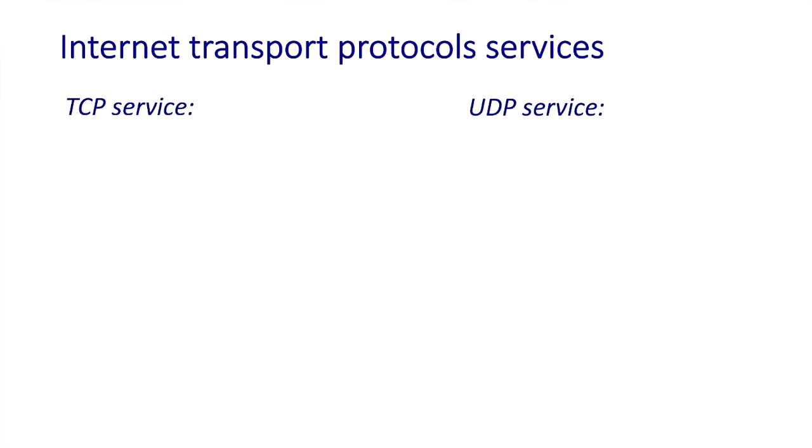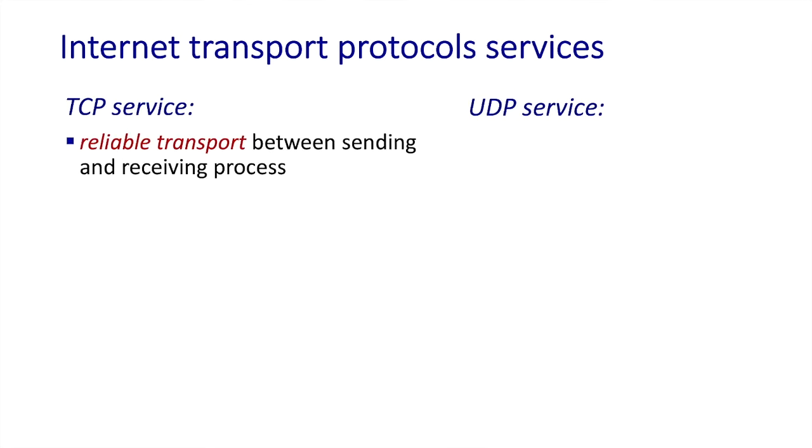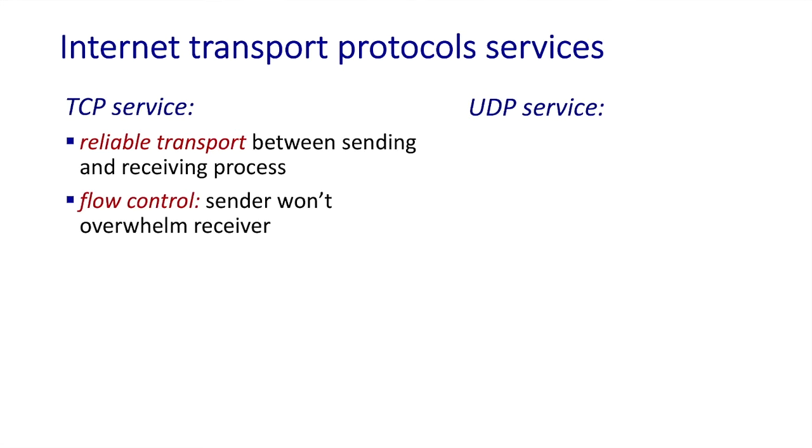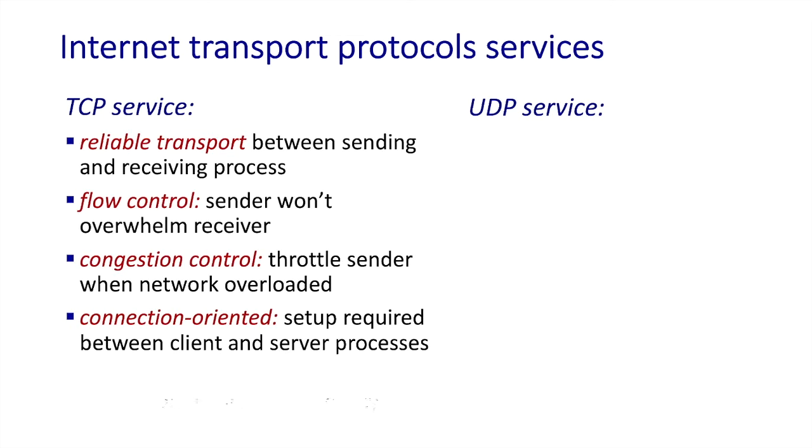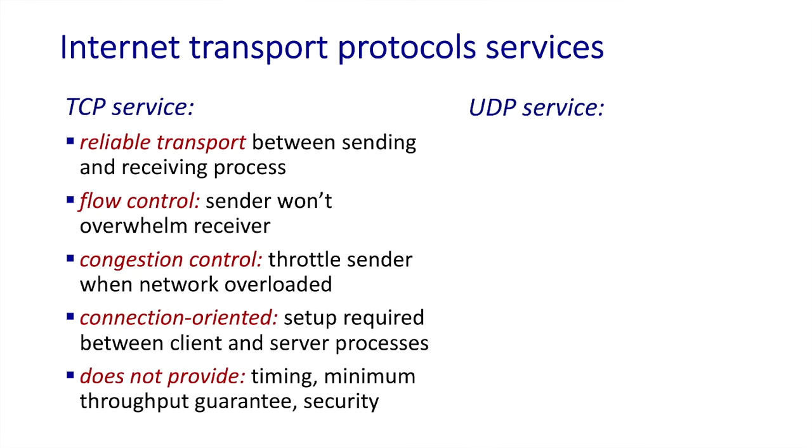The Internet's transport layer only offers two types of services: TCP service and UDP service. TCP provides reliable data transfer between a sending and a receiving process. Also, the sender is flow controlled, so it won't overflow the amount of available buffers at a receiver. A TCP sender is also congestion controlled, and TCP is connection oriented, meaning that handshaking is required between the client and the server before data actually begins to flow. And finally, TCP does not provide any timing guarantees, nor does it provide throughput guarantees or security services.